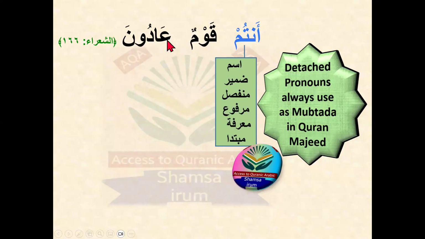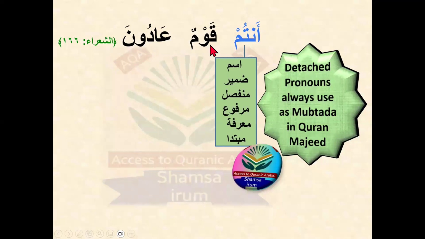Now I want to ask about the gender. Qaumun is masculine, aduna is also masculine because there is no clue for the feminine. They both are marfu. How can they be marfu? In Qaumun we can see the clear dhamma at the end, but in Aduna the waw and noon show me that it is marfu because it is an una sound. The una sound gives me the clue that it is marfu.